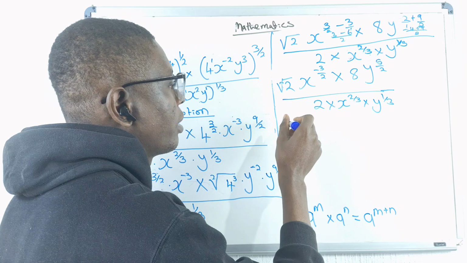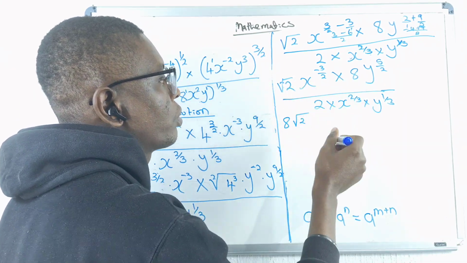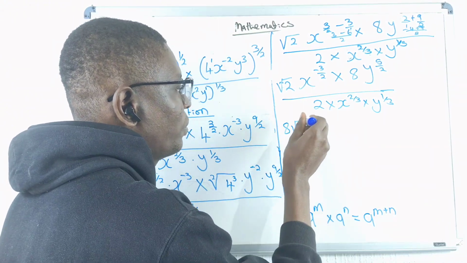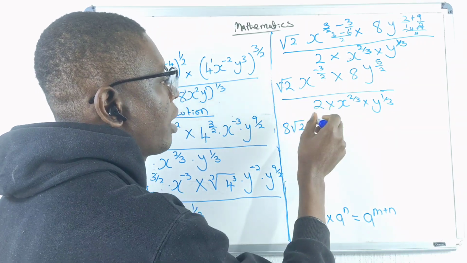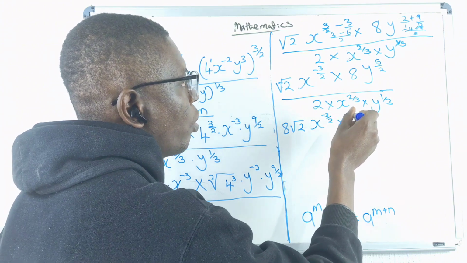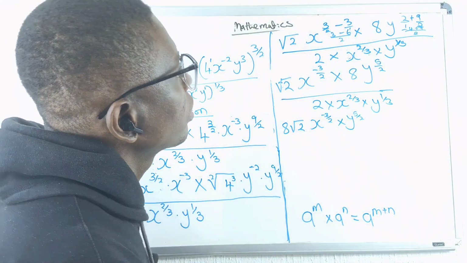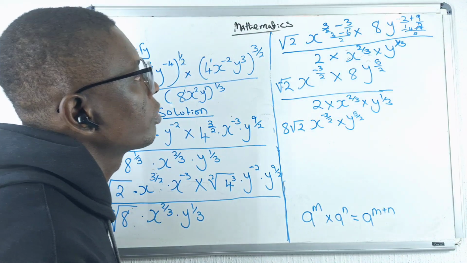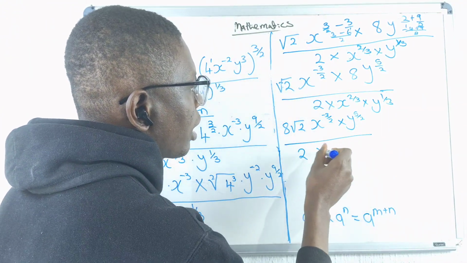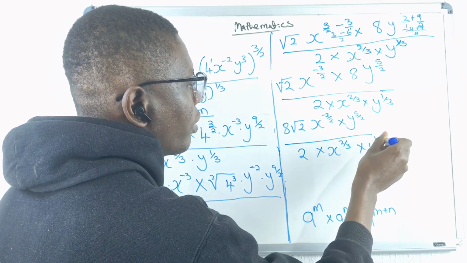All right. So in this situation now, I can take out my coefficients aside. My coefficient here will be 8 root 2, because 8 times root 2 will be 8 root 2. Now we are left with what? x raised to power minus 3 over 2 times y raised to power 5 over 2, all divided by 2 times x raised to power 2 over 3 times y raised to power 1 over 3.